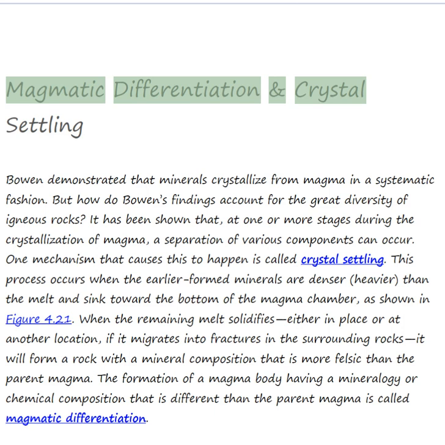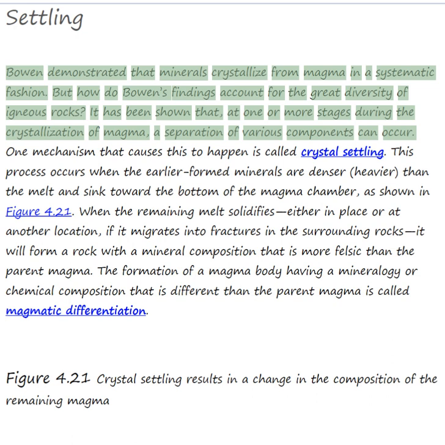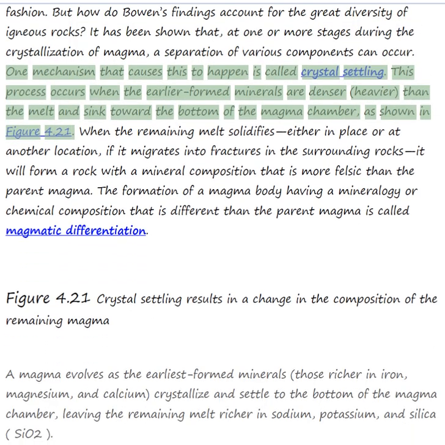Magmatic differentiation and crystal settling. Bowen demonstrated that minerals crystallize from magma in a systematic fashion. But how do Bowen's findings account for the great diversity of igneous rocks? It has been shown that, at one or more stages during the crystallization of magma, a separation of various components can occur. One mechanism that causes this to happen is called crystal settling. This process occurs when the earlier formed minerals are denser than the melt and sink toward the bottom of the magma chamber, as shown in Figure 4.21.